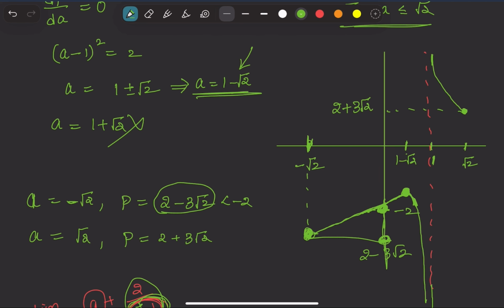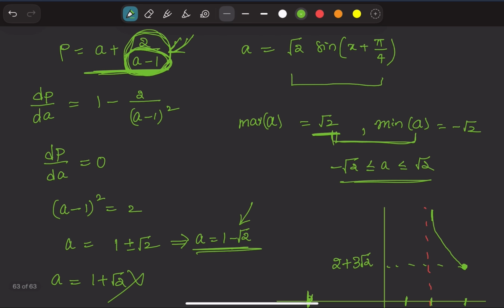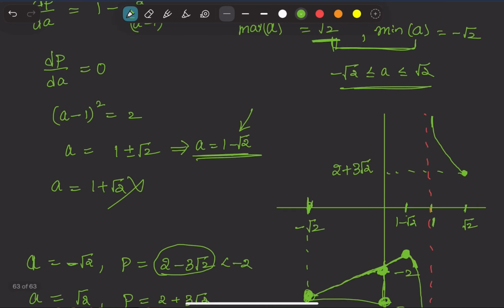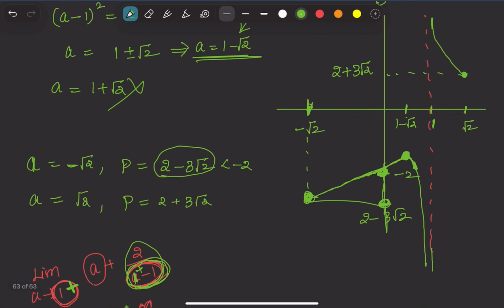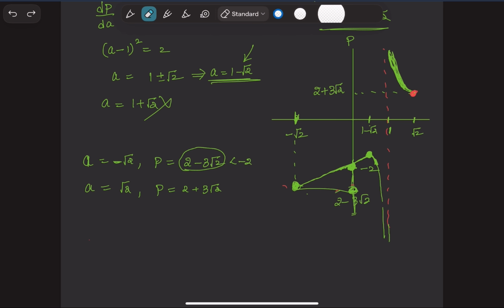Now, what do we have to find out? We have to find out the maximum value of mod p. So this is the graph of p. Now let us draw the graph of mod p. Before doing that, let us find the value of p when a is equal to 1 minus root 2.